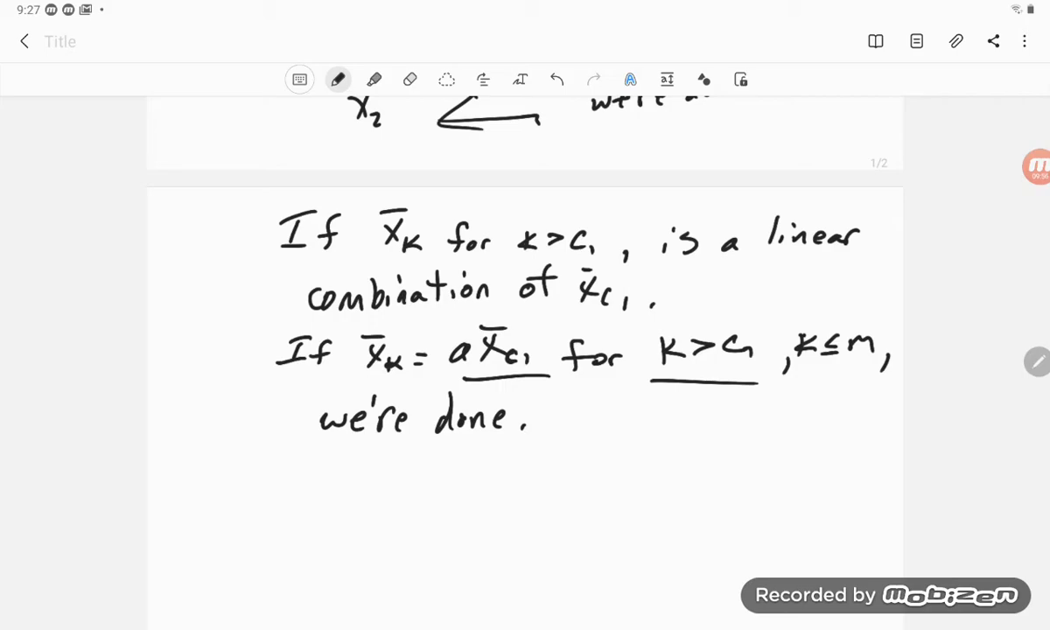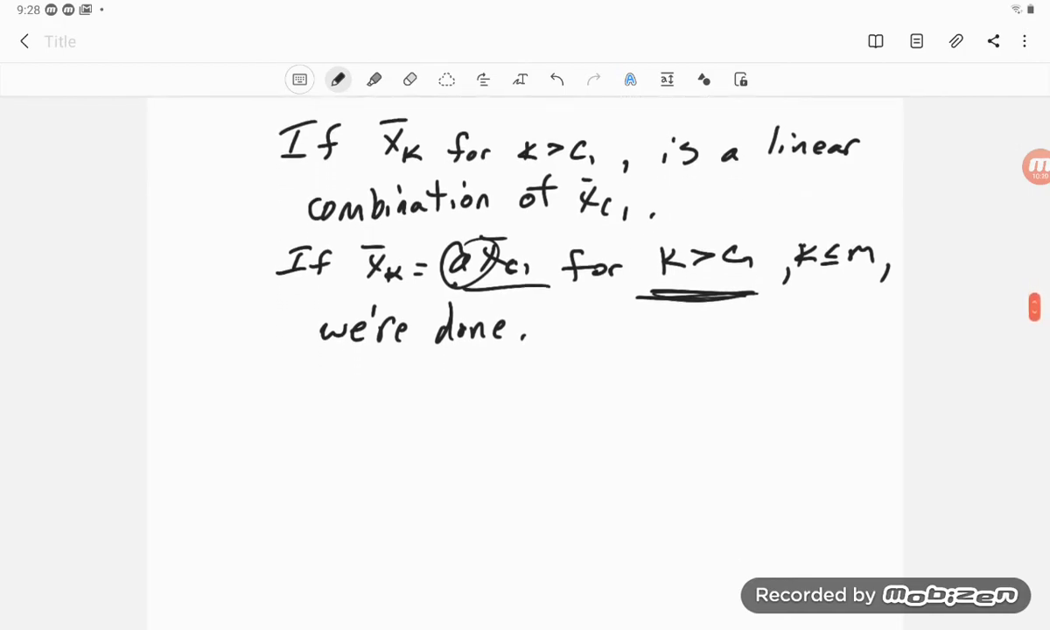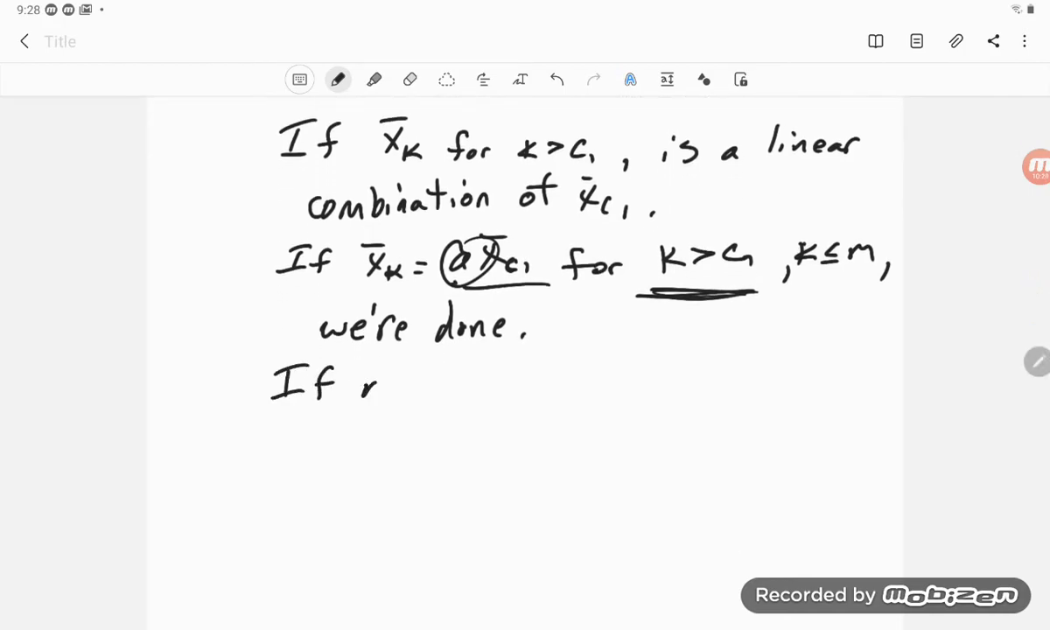If I just have one non-zero vector, I can't make it zero without making this a here zero. And if all the non-zero ones are just a multiple of x_c1, then it spans everything else. And so there you go. You've got your basis. And you march on this way.